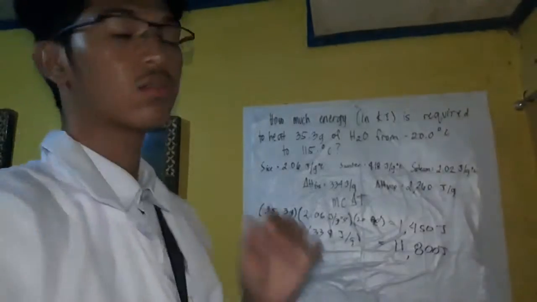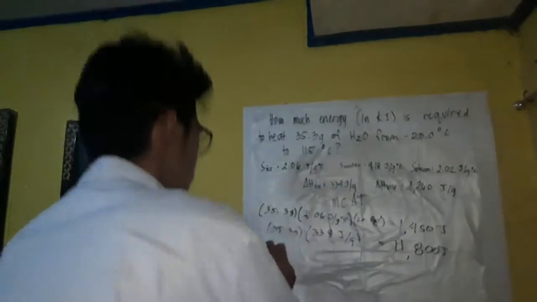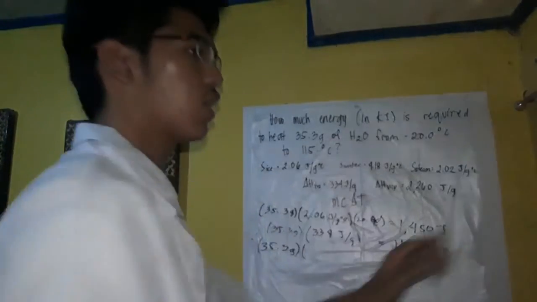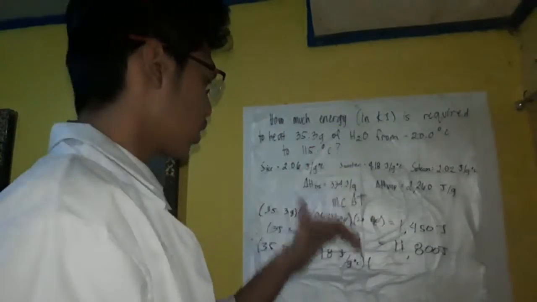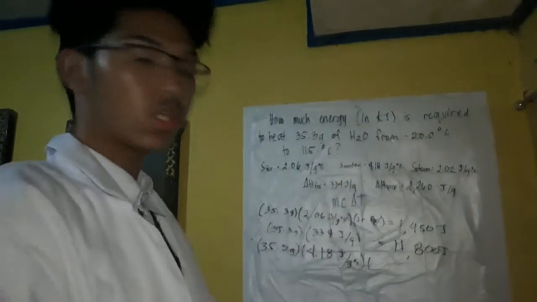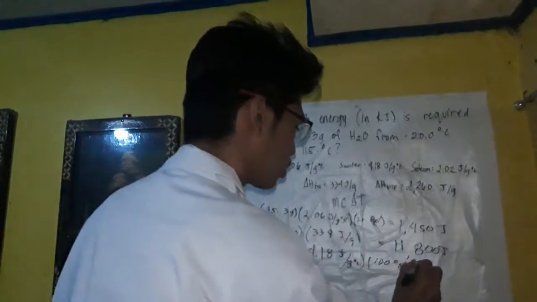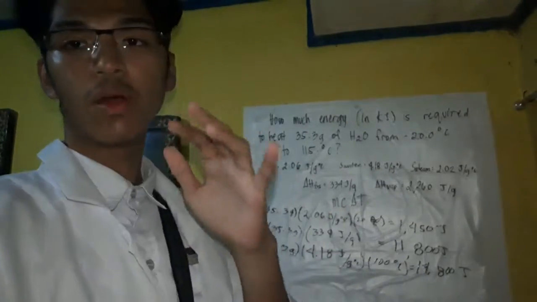Okay, let's now proceed to heat the water to 100 degrees Celsius. We will again use the mass, which is 35.3 grams, and the specific heat of water, 4.18 joules per gram degree Celsius, and the temperature change, 100 degrees Celsius, to heat the water to its boiling point. If you put it in your calculator, the answer is 14,800 joules.